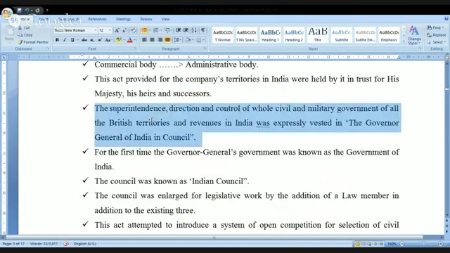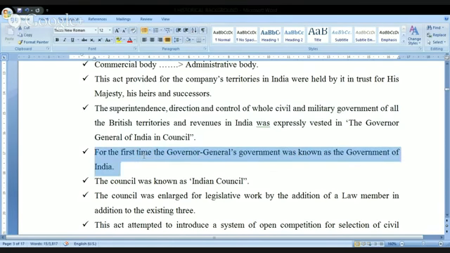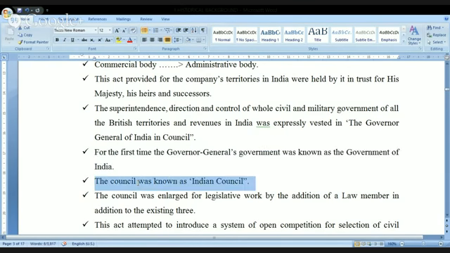The superintendence, direction and control of the whole civil and military government of all the British territories and revenues in India was expressly vested in the Governor General of India in Council, meaning a new government has been established in India. For the first time, the Governor General's government was known as the Government of India. Otherwise, previously it was called the Governor General's government. So from now onwards, we start using the word Government of India. And the council is nothing but a group of members. Today we are using the word Council of Ministers, but the council was known as the Indian Council.